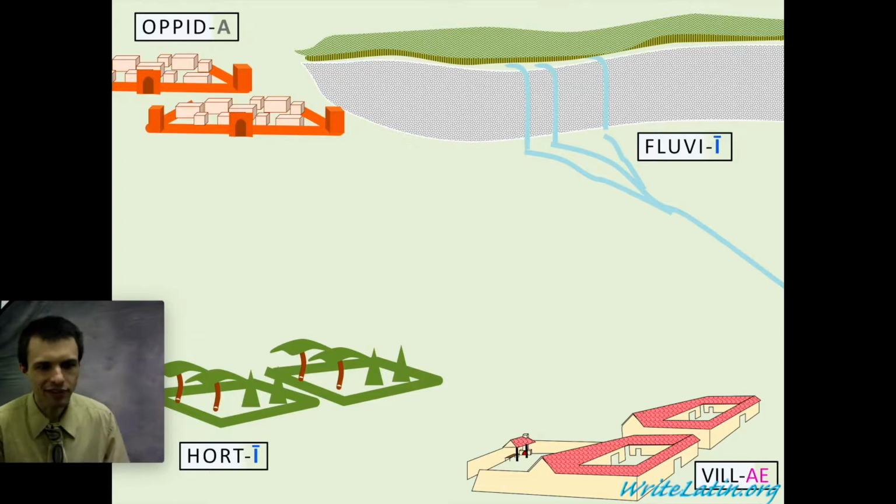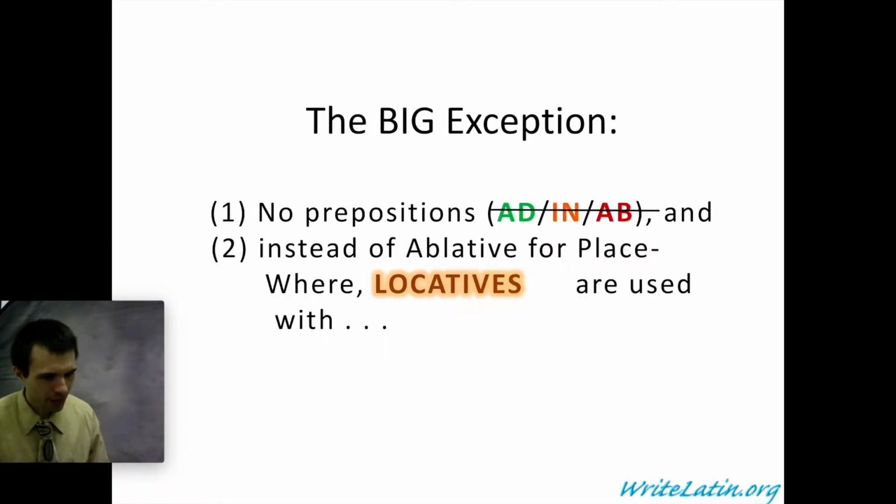Heracla, that was easy. All right, this is the big exception. For some words, you're going to use no preposition, no ad, no in, no ab. And instead of an ablative for place where, you're going to use a locative. Oh, dun dun dun!